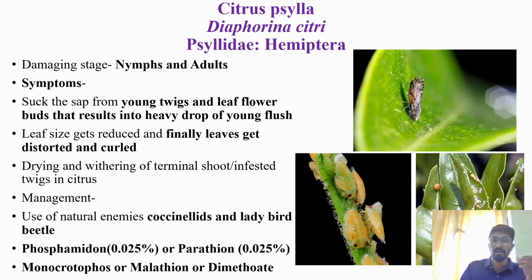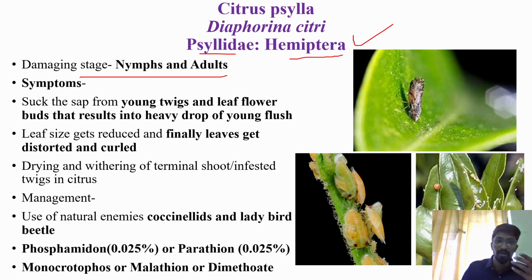And coming to the citrus psyllids, this is also one of the major pests you can see in citrus, which is Diaphorina citri, belonging to family Psyllidae of Hemiptera, which is a sucking pest. In most Hemipterans, the damaging stages are both nymphs and adults. They suck the sap from this plant part. The major symptoms are that they suck the sap from the young twigs, leaves and flower buds, which results in the heavy drop of the young flush.